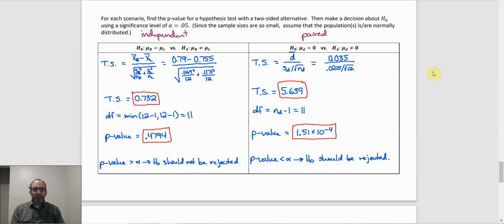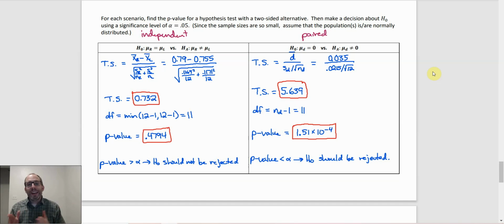But look at the p-values. One of those, you're obviously not going to reject the null. The one on the left, because that p-value is absolutely enormous. It's way bigger than 0.05. But the one on the right, you're clearly going to reject the null because that's tiny. It's 0.000151, written in scientific notation, that little itty-bitty number.